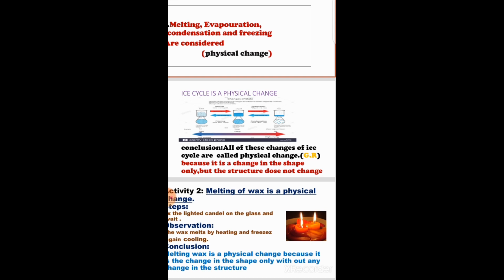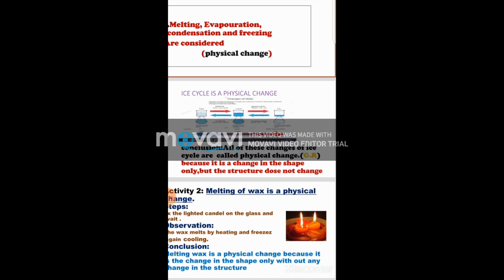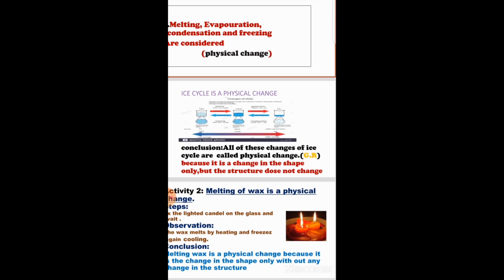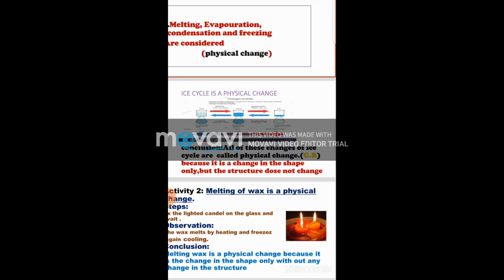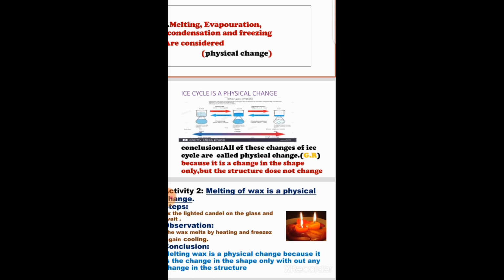Finally, we put the water in the freezer. Water changes to ice by cooling. All of these changes of the ice cycle are called physical change. Why? Give the reason. Because it's a change in the shape only, but the structure doesn't change.